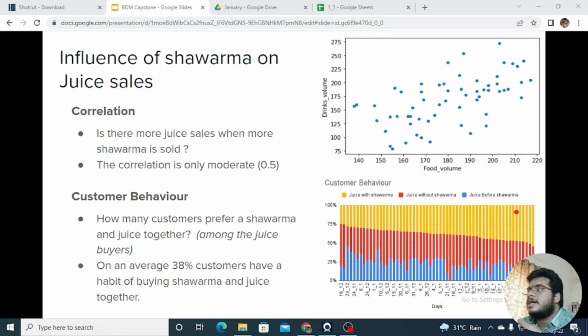Here, if we take the average of this yellow region, we can see that on average 38% of the customers have a habit of buying shawarma and juice together. So all we can say is that a maximum of 38% of the customers could be unhappy with shutting down shawarma.